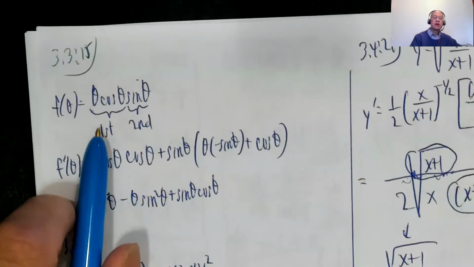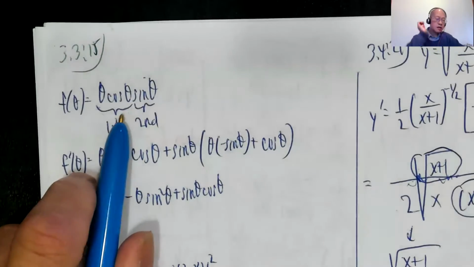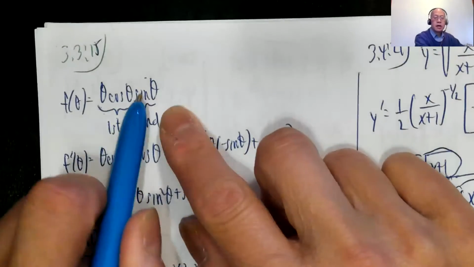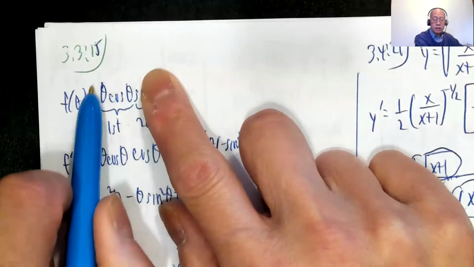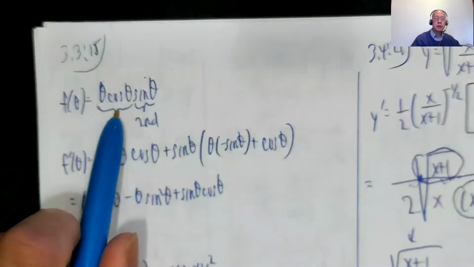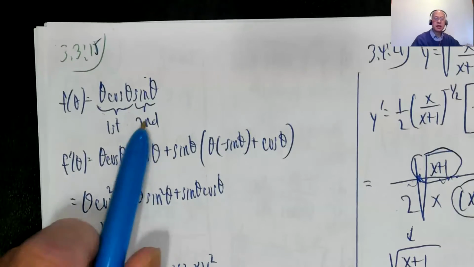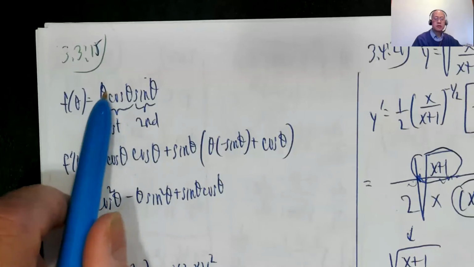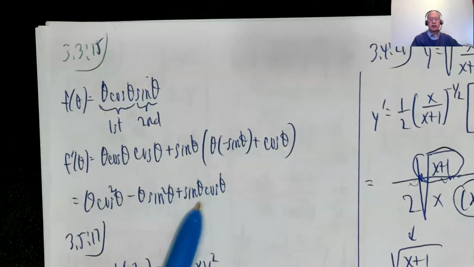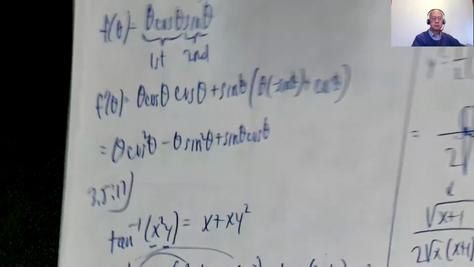3.3, number 15, theta, cos theta, sine theta. It's a product of 3 terms. I'll treat this as a first, and this is the second, but when I get to the point of differentiating this, it also requires a product. So first times derivative of the second, cos theta, plus second times derivative of the first. Derivative of the first is a product, so theta, negative sine theta, plus cosine theta, and that's a little bit of touch-up.